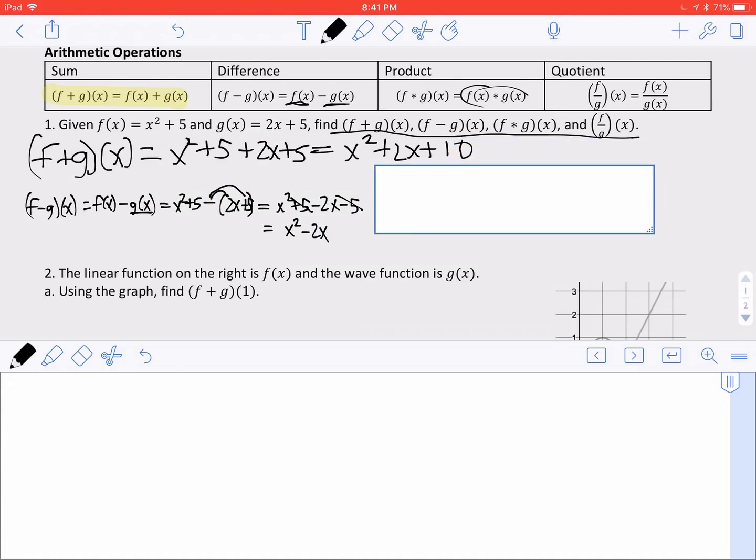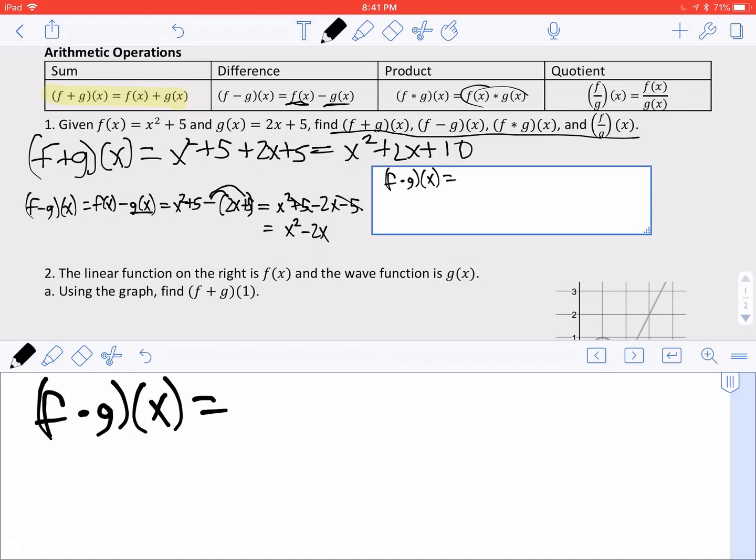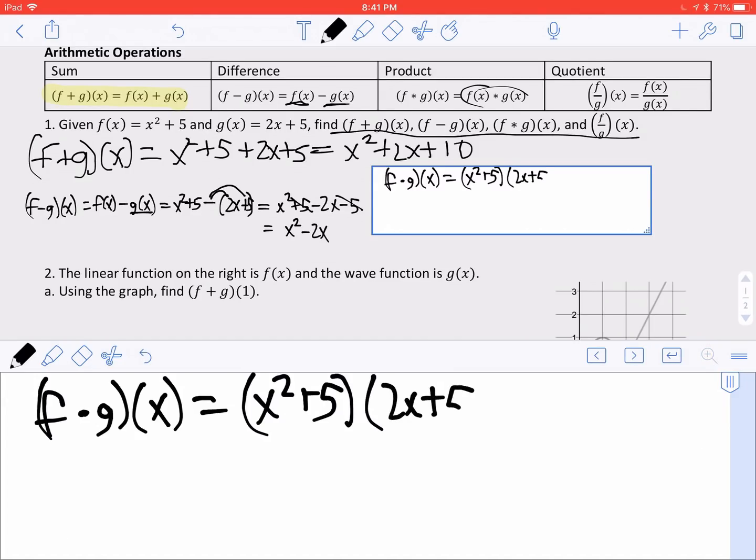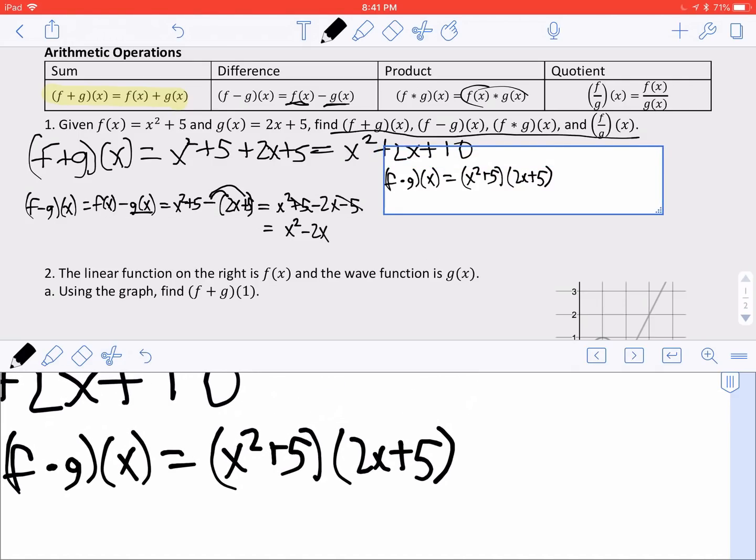Okay, so then for multiplying two functions, if we do f times g of x, that means we're going to multiply x squared plus 5 by 2x plus 5. And you might remember from Algebra 1, this is a situation where we use the FOIL acronym for multiplying. So we multiply the first terms, so x squared times 2x gives me 2x to the third power.